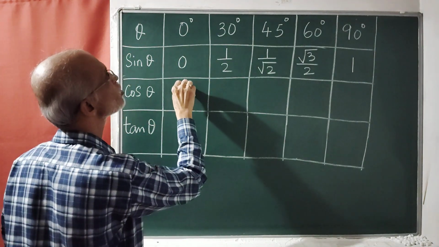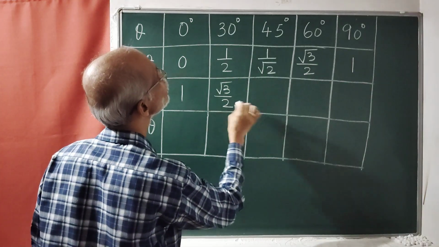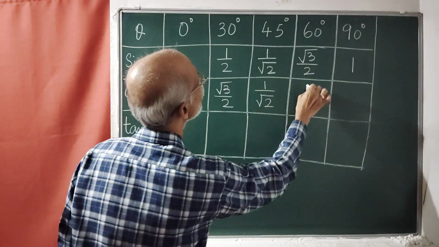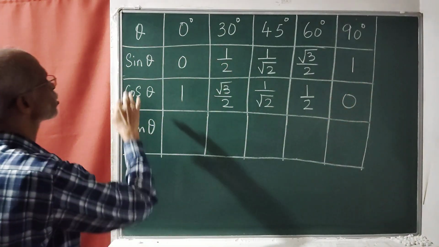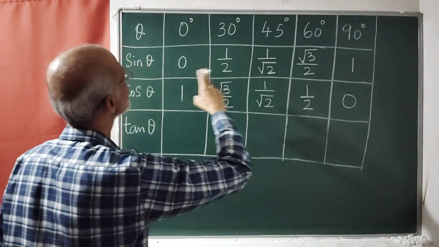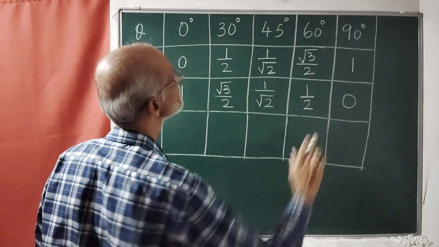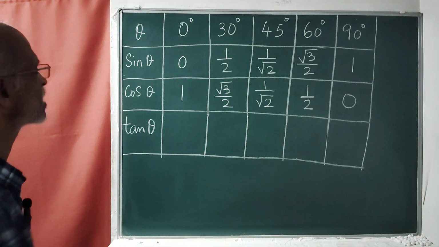Write it in the reverse order: 1, root 3 by 2, 1 by root 2, 1 by 2 and 0. For cos, you have to write this one in the reverse order. See, from here, from back, write it here. Very simple. Now coming to the tan.